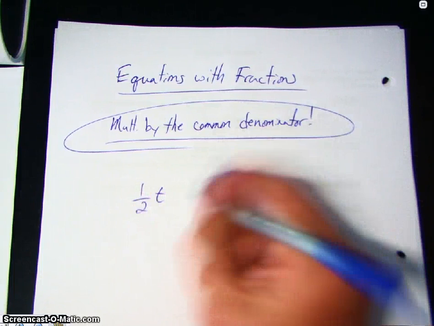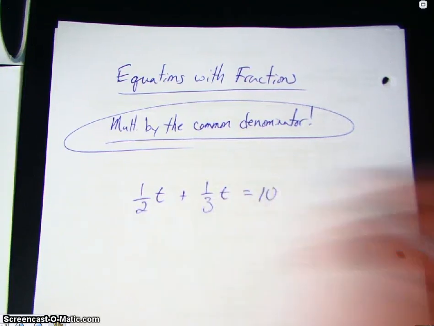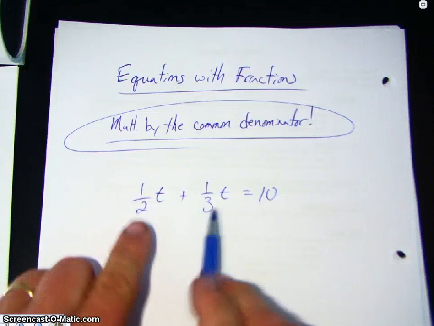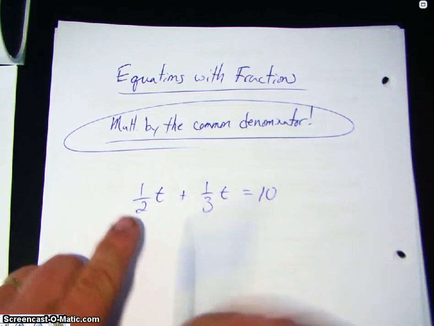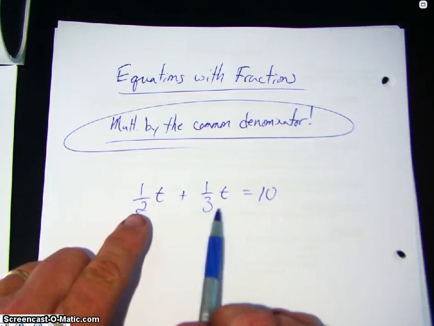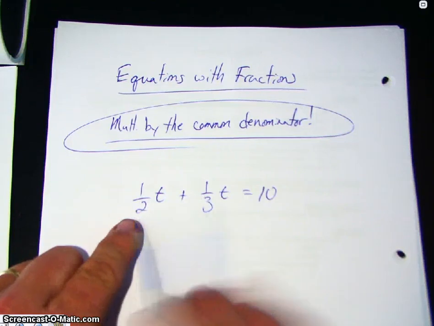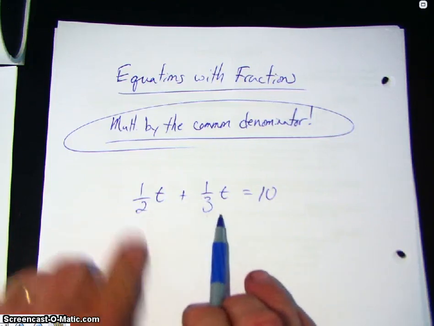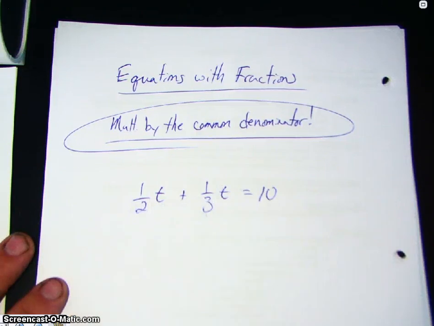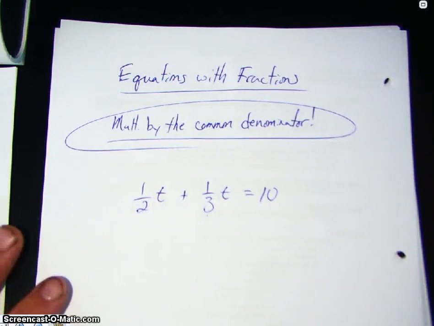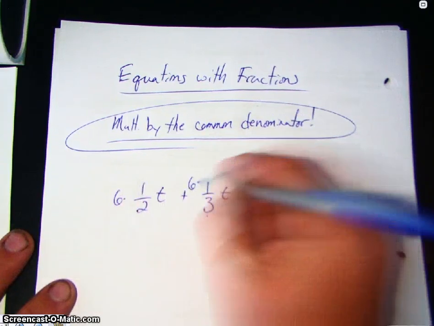I've got 1/2 t plus 1/3 t is equal to 10. Now, I want to get rid of these two fractions, so I have to multiply by something that 2 and 3 can go into. That way the fractions will go away. So, what number can 2 and 3 both go into evenly? In this case, it's 6. So I'm going to multiply each term by 6.